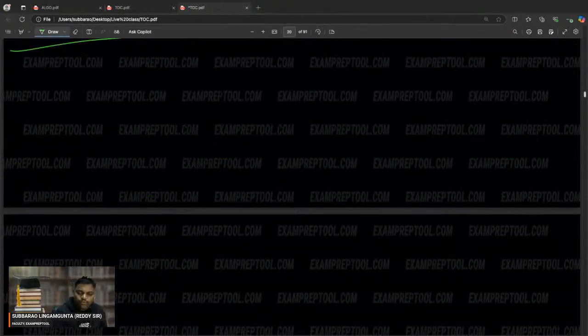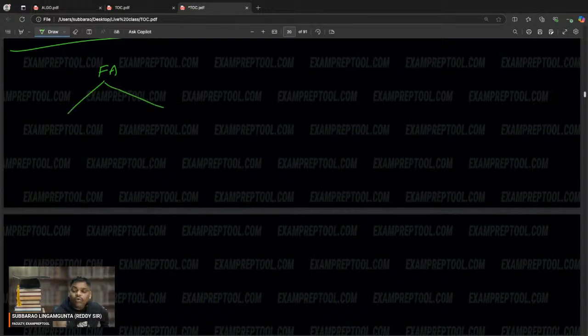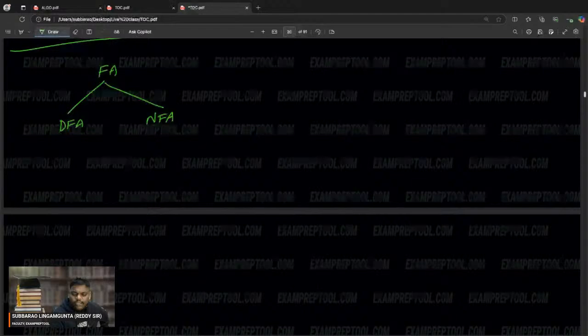Now let's go to actual basics. I think all the things we have done, so let me extend a little more also. See everyone, remember, finite automata are of two types. Many types are there, we will see afterwards. As of now, whatever possible, let me say finite automata is of two types. What is that? DFA and NFA.